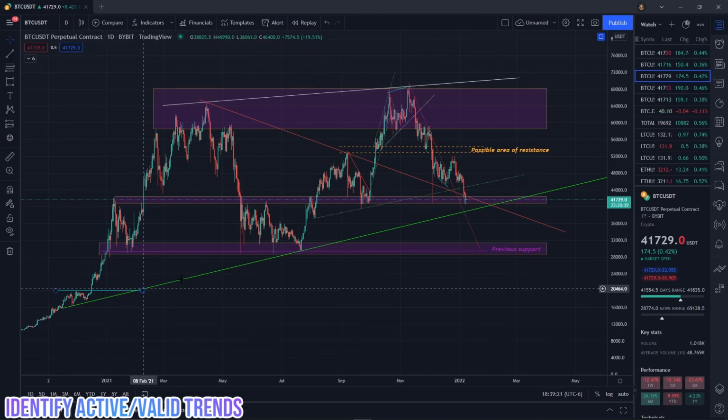So this is a valid and active uptrend line. This is a valid downtrend line. It's not active anymore, as we're not actively using it as resistance. This is active because we could possibly use it as support right here.